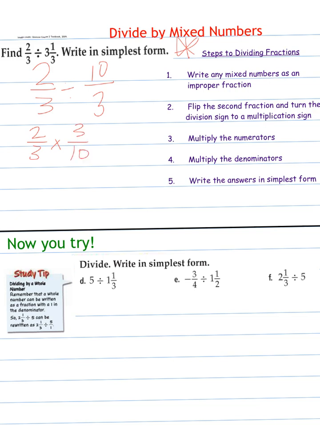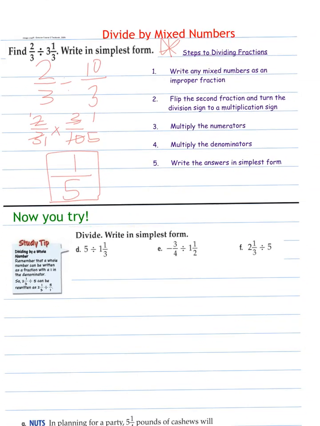now multiply. I'm going to look for shortcuts. 3 goes into both of these one time. 2 goes into that one time and into 10 5 times. Now I can multiply. 1 times 1 is 1. 1 times 5 is 5. So my final answer is 1/5.